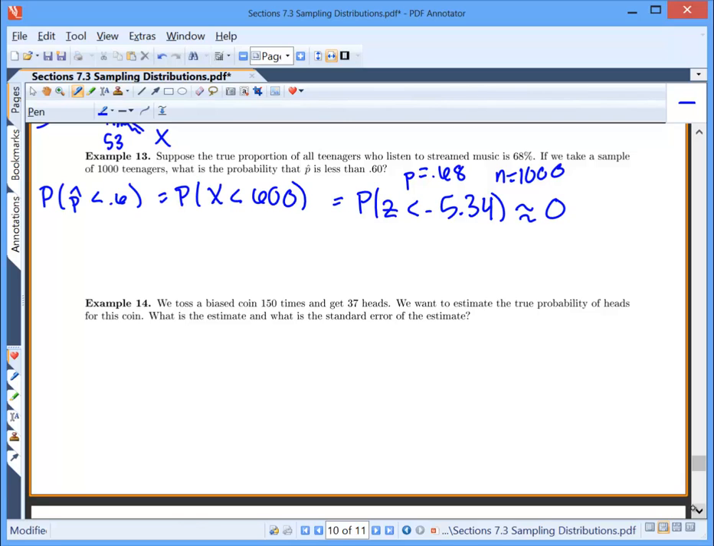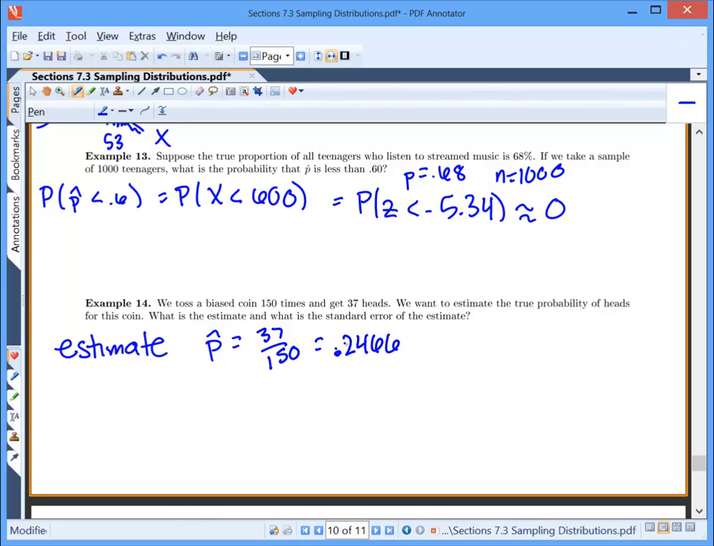And finally, example 14, we toss a biased coin 150 times and get 37 heads. We want to estimate the true probability of heads for this coin. What is the estimate and the standard error of the estimate? So this is just going back to the previous page. Our estimate, well, a good estimate for the population proportion of heads, or the true probability of heads for this coin, would be p hat, and for this coin that would be my 37 out of 150, so 0.2466.